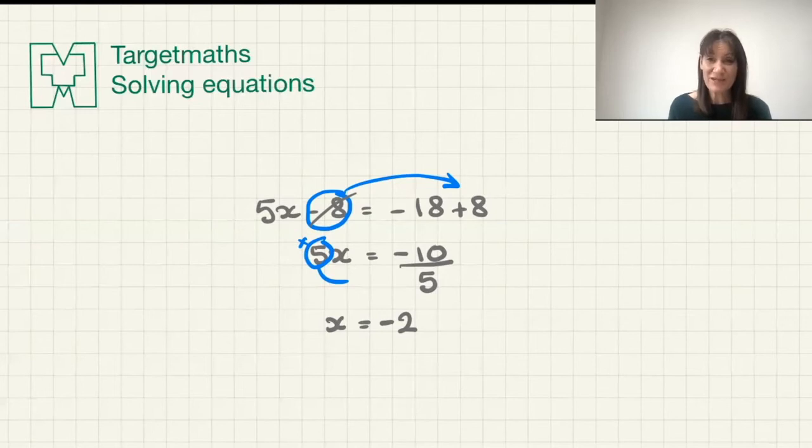If that went well, really well done. If you let the negatives put you off a little bit, okay, just take your time, know your negative rules, you know your steps for solving equations. We've just got to bring them all together. So that was just a little sneaky one.